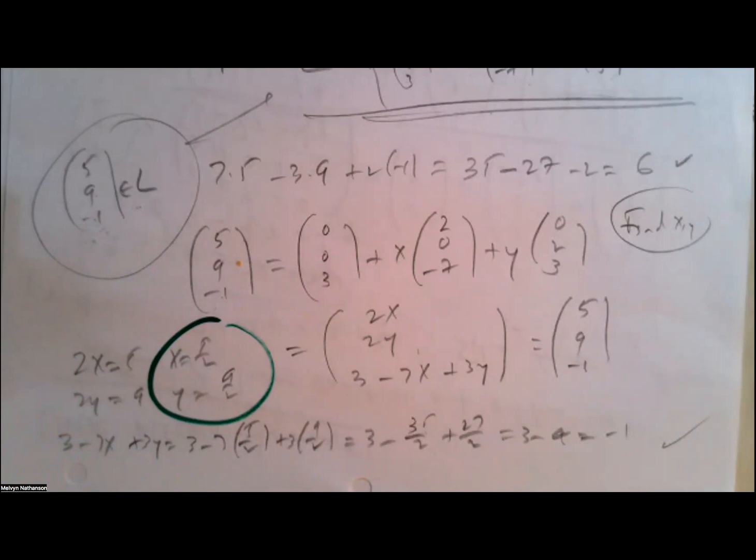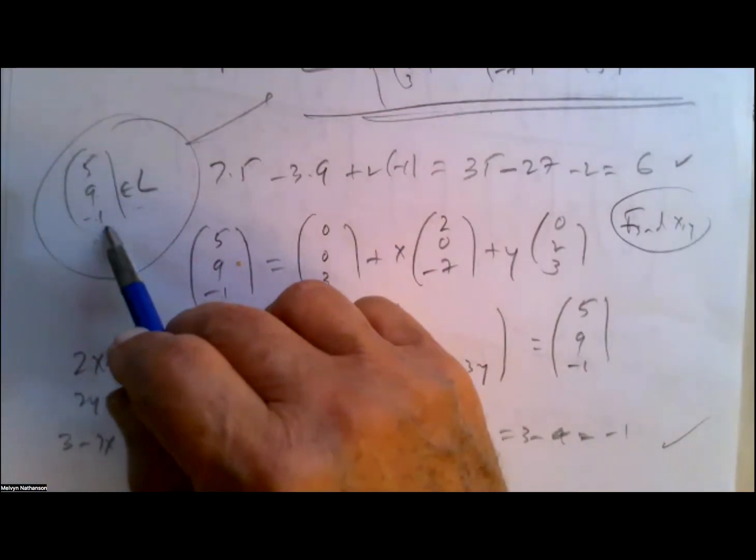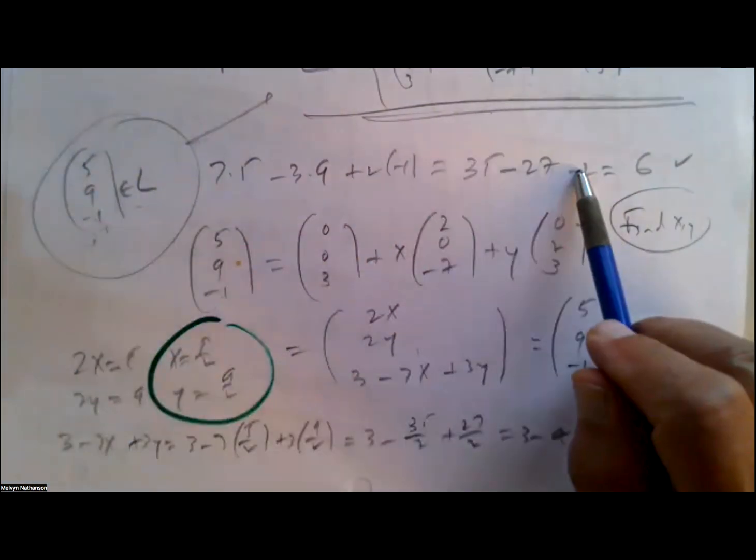Where did you get 5, 9, and negative 1 on the left-hand side? In the original problem, if you look in the book, problem 2, part A gives 4 particular solutions of the equation. So this is just given. And one of those 4 is 5, 9, minus 1. I checked, and this is a particular solution of the equation.